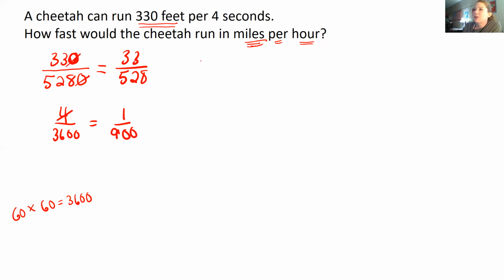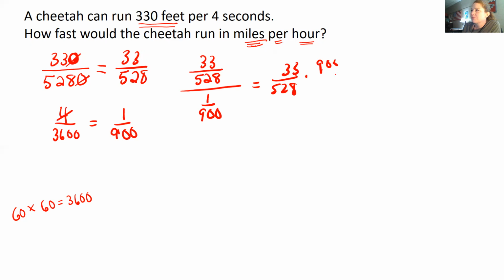So now we're going to find our unit rate. So we're going to divide our first fraction by 1 over 900. So we're going to keep it, change it, flip it. And so when we multiply straight across, what in the world do we get? Let's see. Actually, I'm going to use my better calculator and just put my fraction straight in there. So I'm going to put 33 over 528 times 900.